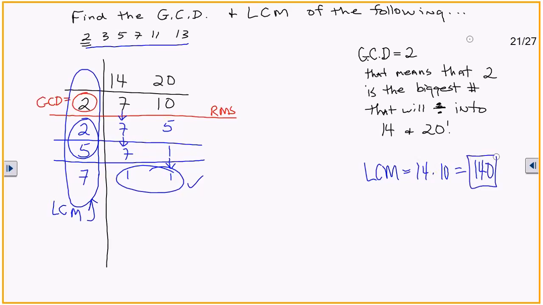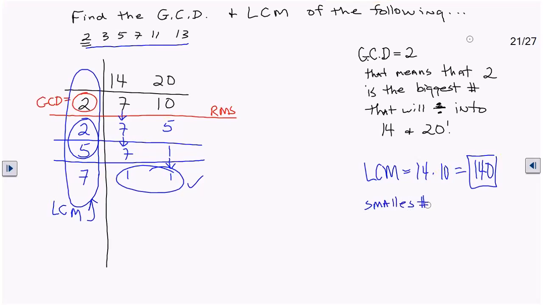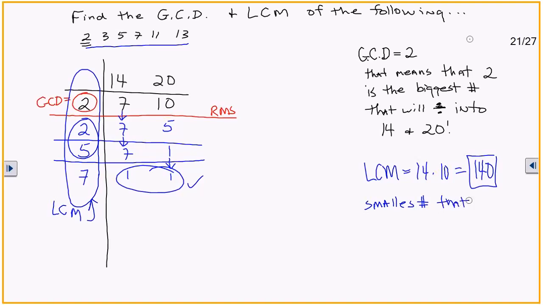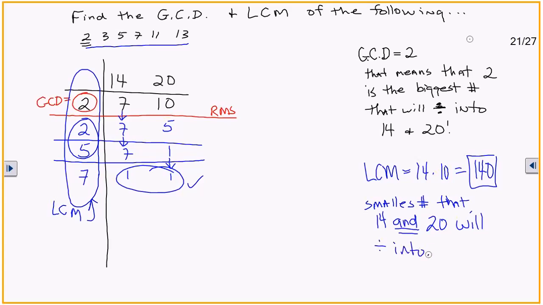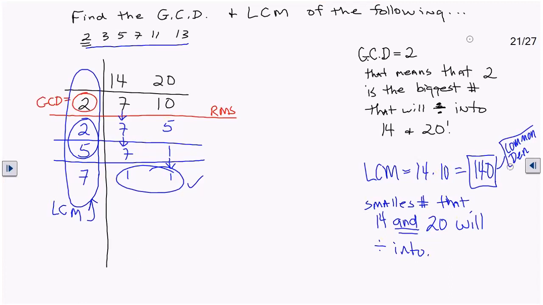The least common multiple is the smallest number that 14 and 20 will divide into. So how many times will 14 go into 140? 10 times. How many times will 20 go into 140? 7 times. And later on, this is what's going to be called your common denominator when we put it in that application.